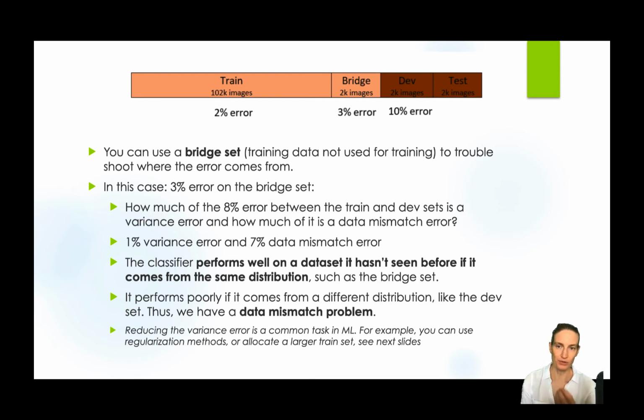If we evaluate the same trained model on the bridge set, then we actually only get 1% more error. That 1% is the variance error, and that means that 7% of the error of the dev set actually comes from data mismatch error. So this classifier performs well on a data set that it hasn't seen before if it comes from the same distribution. It'll perform poorly if it comes from a different distribution. Hence, we have a data mismatch problem and we need to try to address that.